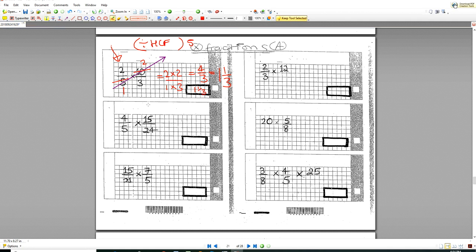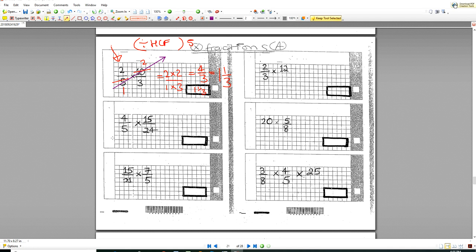Right, now in this next question here, 4/5 times 15 over 24. So these fractions are already ready for us to cancel first. So you have to make sure that the fractions are either top heavy or they are like this as proper fractions, but never as mixed fractions. You must convert them first. So this is the right format for cancelling.